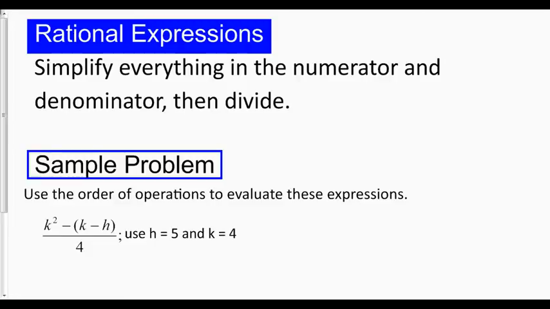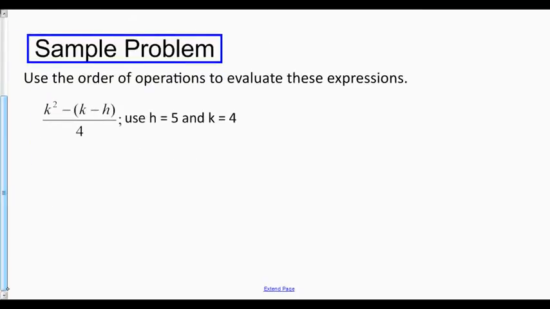We also have these rational expressions. They're expressions that have fraction bars in them. So if I am going to simplify a rational expression, I'm just going to simplify everything in the numerator and the denominator, and then I'm going to divide. It's almost like there are big parentheses around those things. So let's look at this rational expression: k squared minus the quantity k minus h, all of that over 4.